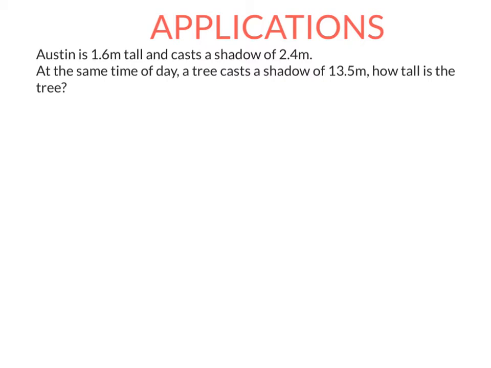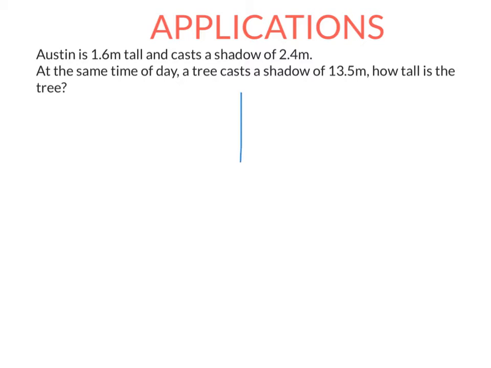So whenever you're given a worded question like this and you're not given a diagram, first draw a diagram. So that's what we're going to do here. Austin is 1.6 meters tall, casts a shadow of 2.4 meters. Same time of day, a tree casts a shadow of 13.5 meters. How tall is the tree? So if you are given a worded question and no diagram, first draw a diagram.